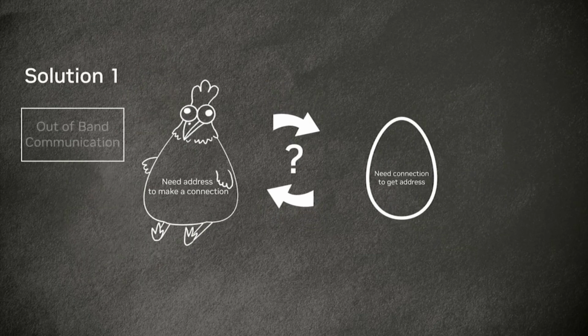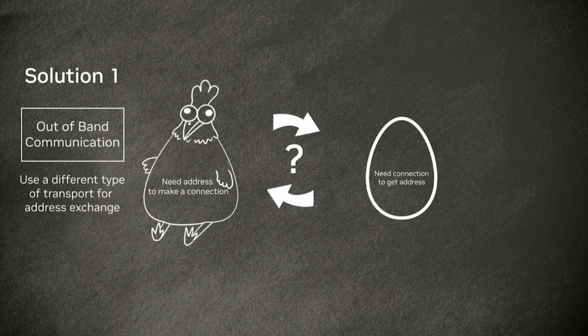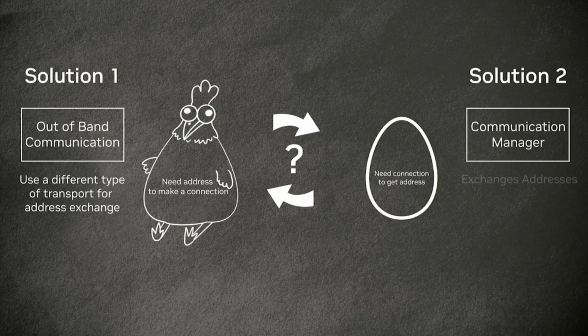First is out-of-band communication. It means we use a different type of transport to exchange the addresses and then create the RDMA connection. For example, RC ping-pong uses TCP sockets to exchange information like the remote QP number. The second solution is the communication manager. Two of its services are address exchange and connection establishment.